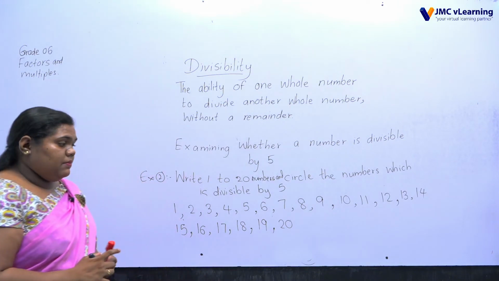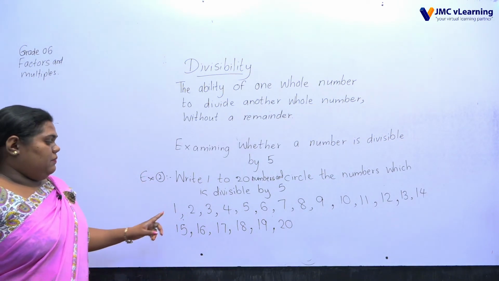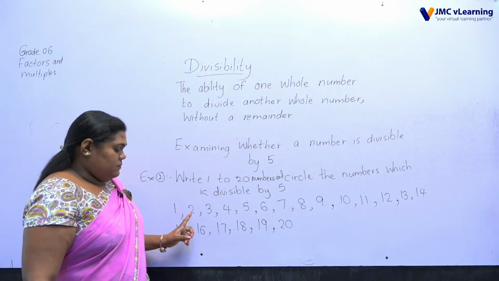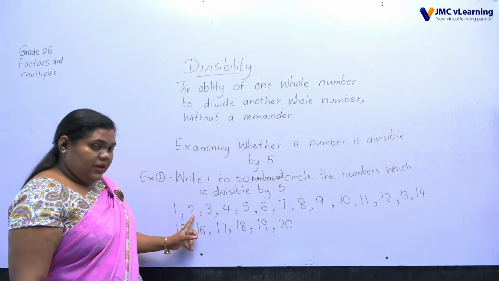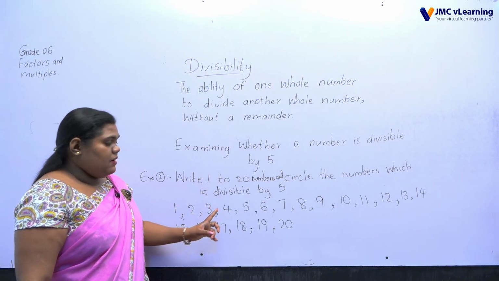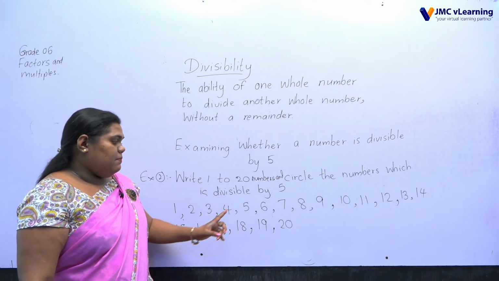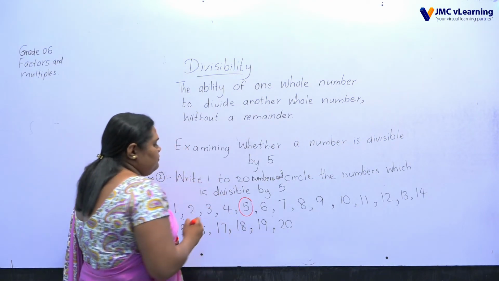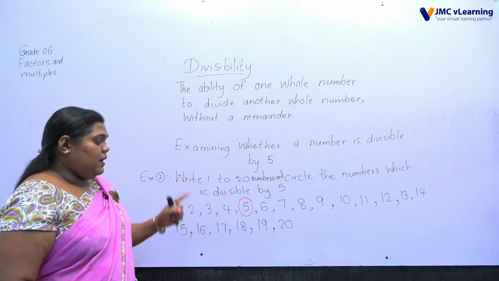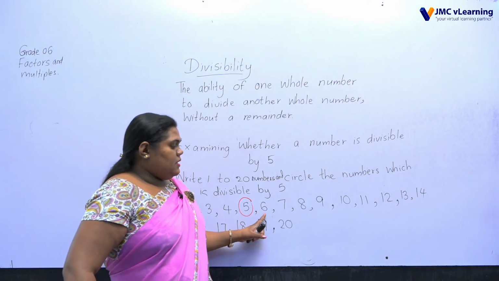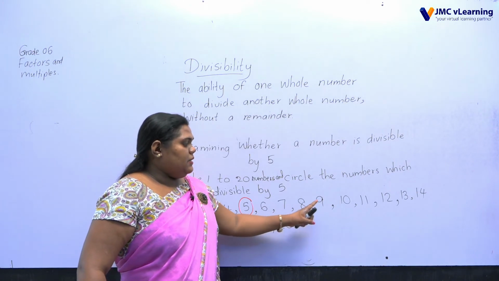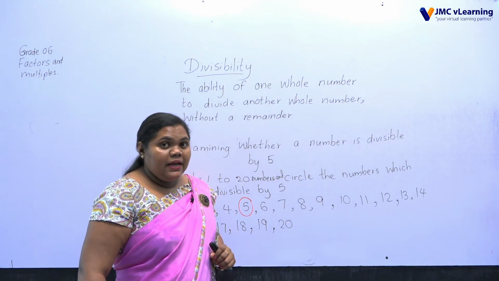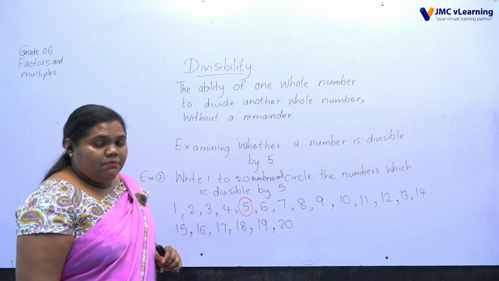Now look at these numbers. You know, 1 cannot be divided by 5, 2 cannot be divided by 5, 3 cannot be divided by 5, 4 cannot be divided by 5, but 5 can be divided by 5. 5 divided by 5 is 1. 6 can't, 7 can't, 8 can't, 9 can't, but 10 can be divided by 5. 10 divided by 5 is 2.